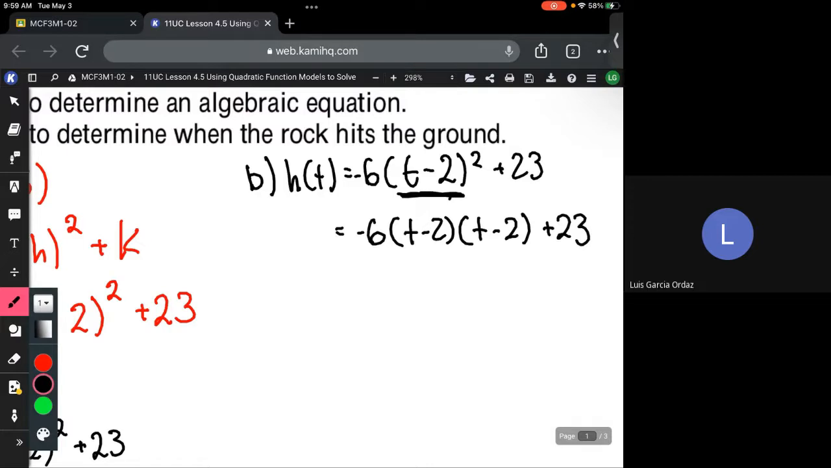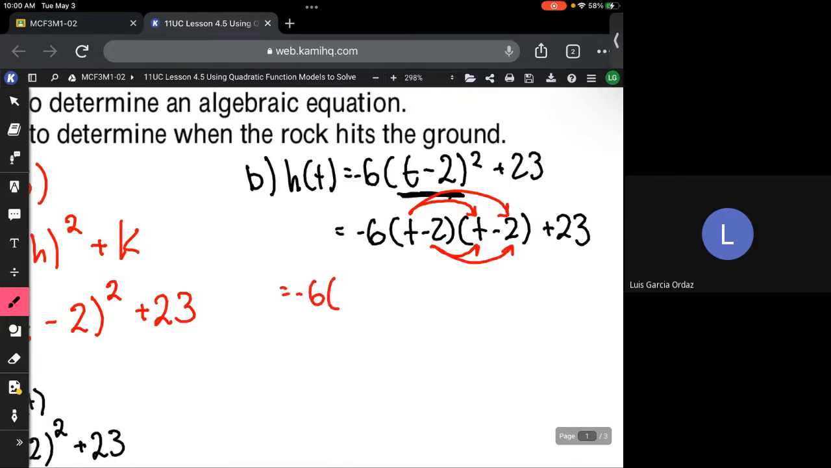Now, some of you have said this already. What are we going to do now? We're going to foil. So we're going to foil our brackets together. So t times t. When I foil, what am I going to get? T squared. Continue. Yeah, so that's correct. Plus 4.